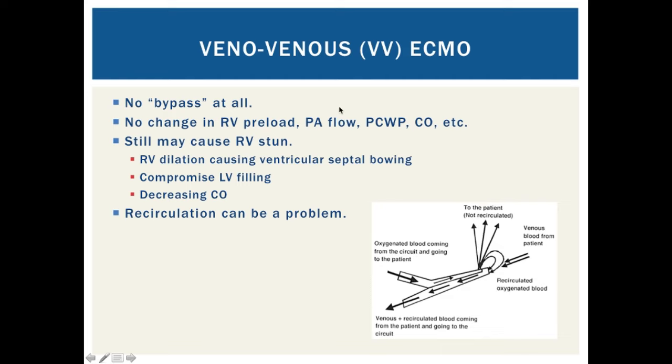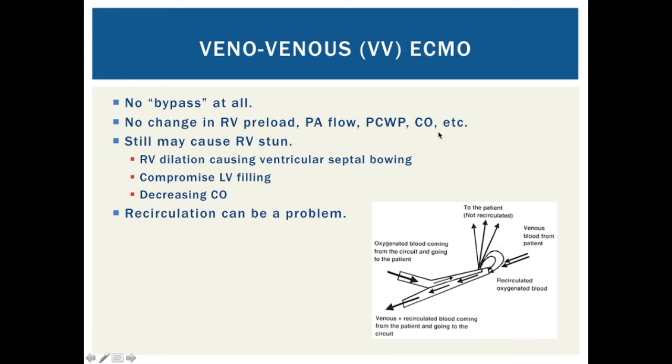So this isn't really bypass at all. It means that the blood that is going through the system comes back to the right side of the heart. It still has to go through the heart, through the lungs, and then out into the body. So it is really dependent on the patient having a normal cardiac output. You can see here there's no change in the RA preload, PA flow, wedge pressure, cardiac output, etc.